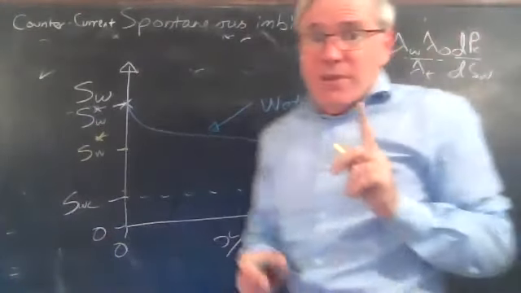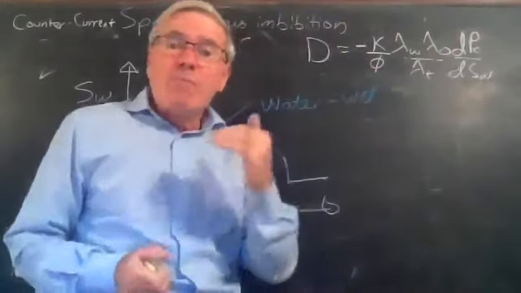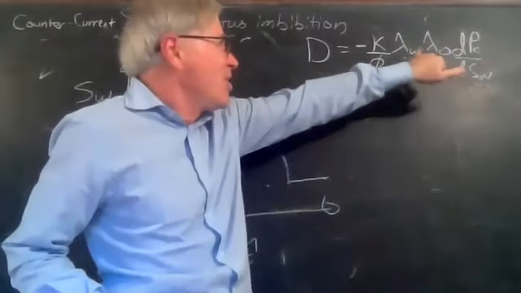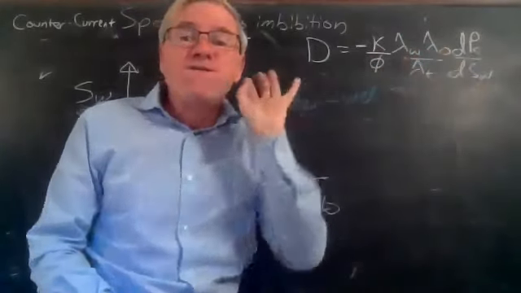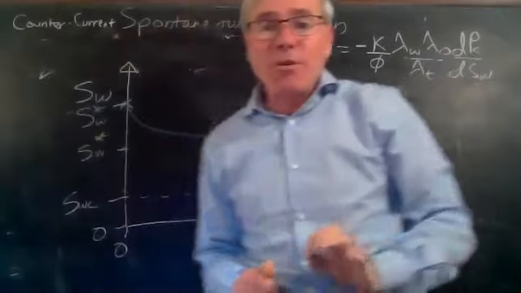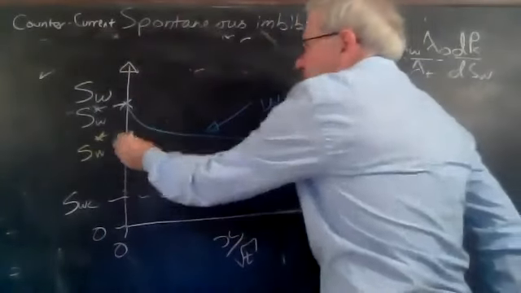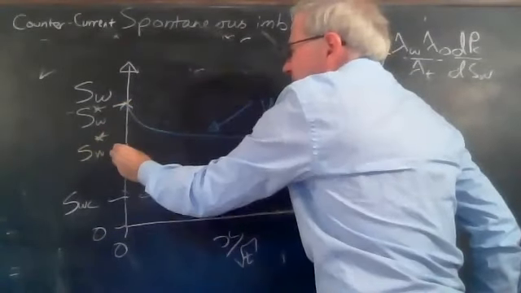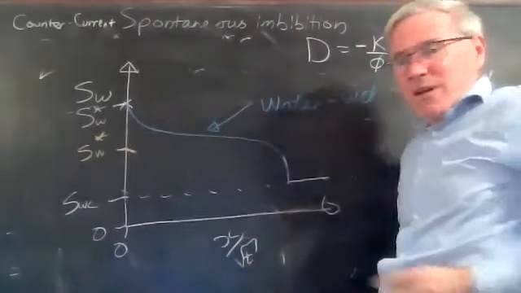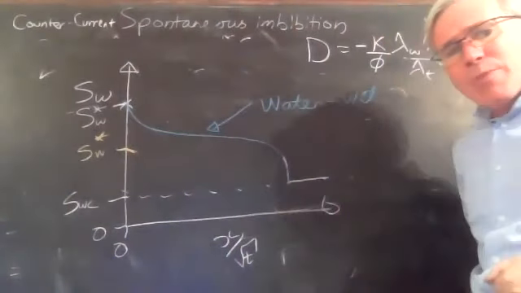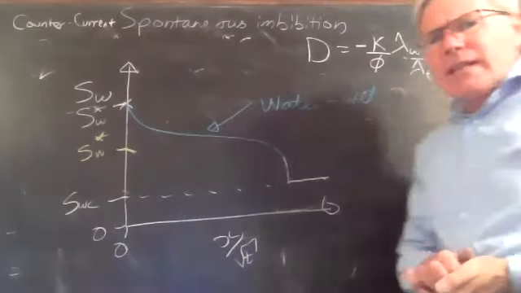And a mixed wet rock, this is what's interesting. You don't imbibe all the way to the residual saturation. So D is finite at SW star. So it doesn't go down vertically, right? It has a finite slope. Still not there. But what does it look like?